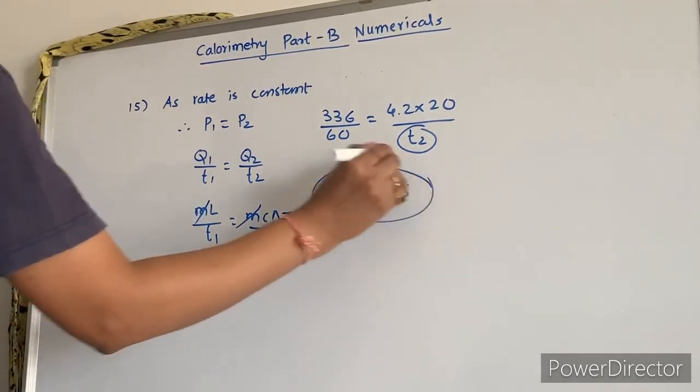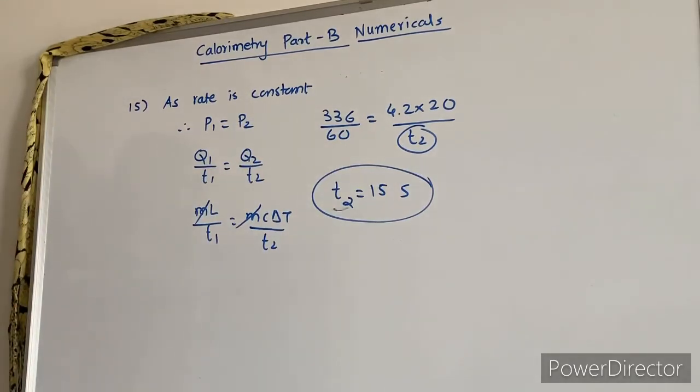Now this data, 4.2, the specific heat capacity of water, is not given. That you should do, you have to learn that part.